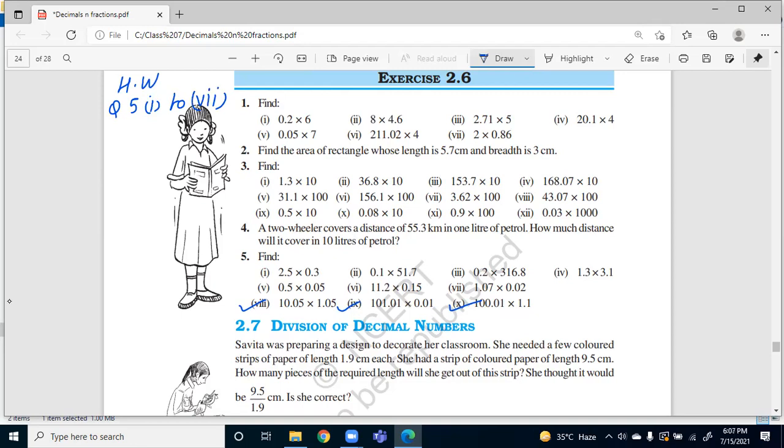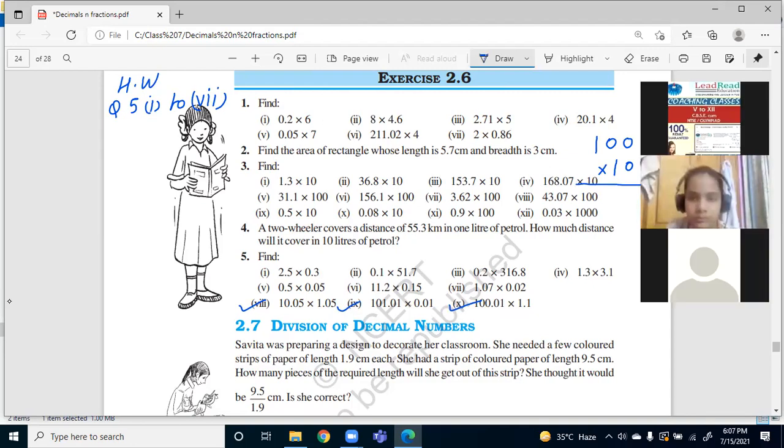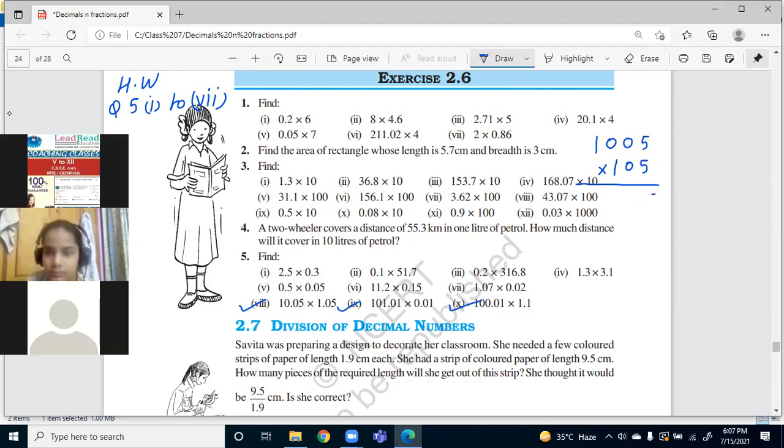So I am doing the 8th one. I will just remove the decimal and multiply as usual, like 1005 multiplied by 105. 5 fives are 25, carry over is 2. 5 zeros are 0, 0 plus 2 is 2. 5 zeros are 0, 5 ones are 5. Now 0 is multiplied by the whole of this number, so I am getting 0 everywhere. Now 1 is multiplied by this whole number, so I am getting the number itself.